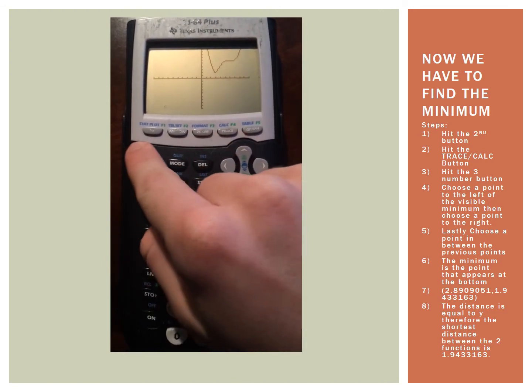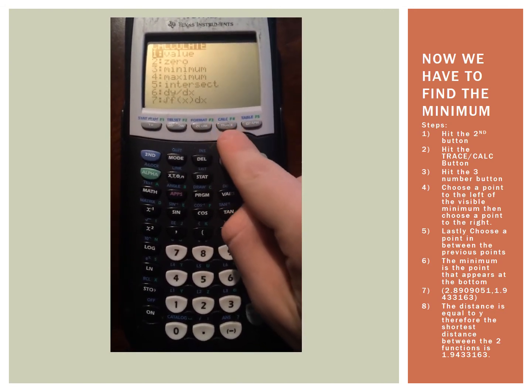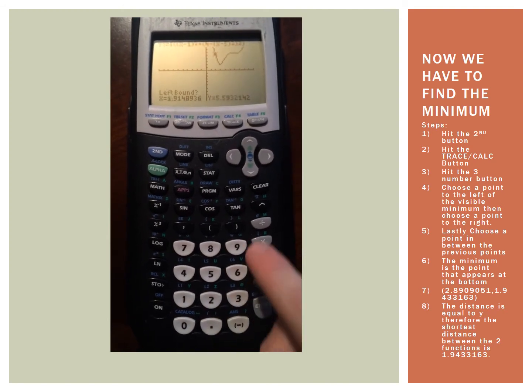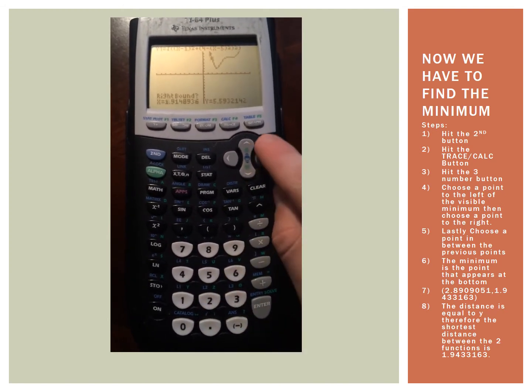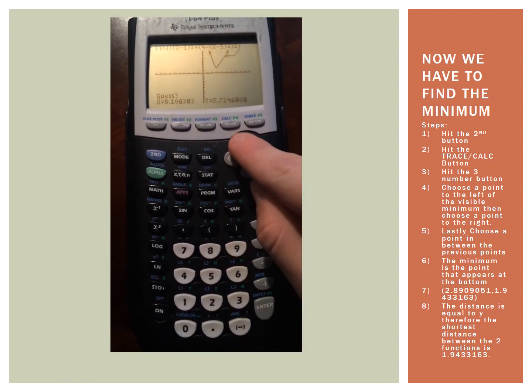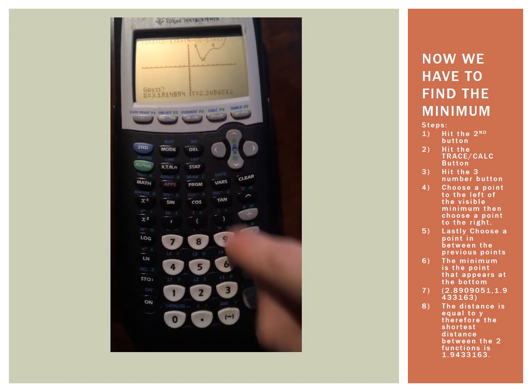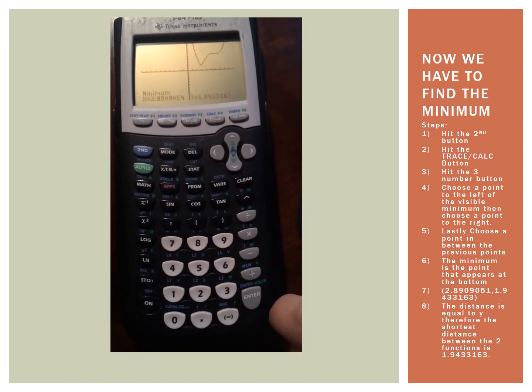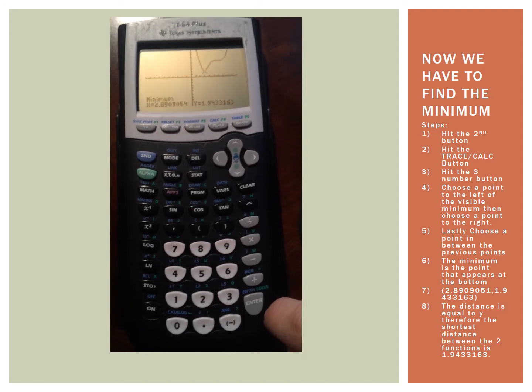Next we're going to hit second trace, calc, then the number 3, and we're going to choose a point left of the visible minimum, a point right of the visible minimum, and a point in the middle. The minimum that appears at the bottom is 2.890905, 1.9433163. The distance is equal to the y, therefore the shortest distance between the two functions is 1.9433163.